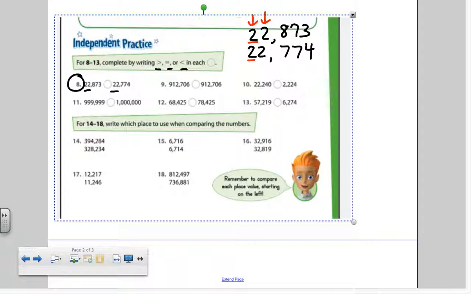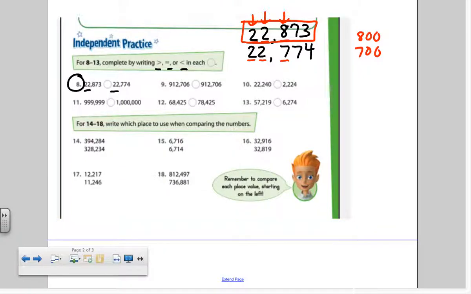The next 2, that's 2,000 and 2,000, again equal in value. We move to the next digit in the hundreds place. This 8 is valued as 800. This 7 is valued at 700. So we can tell that the greater of these two numbers is this number here, 22,873. So neatly on your paper, you are going to write these.